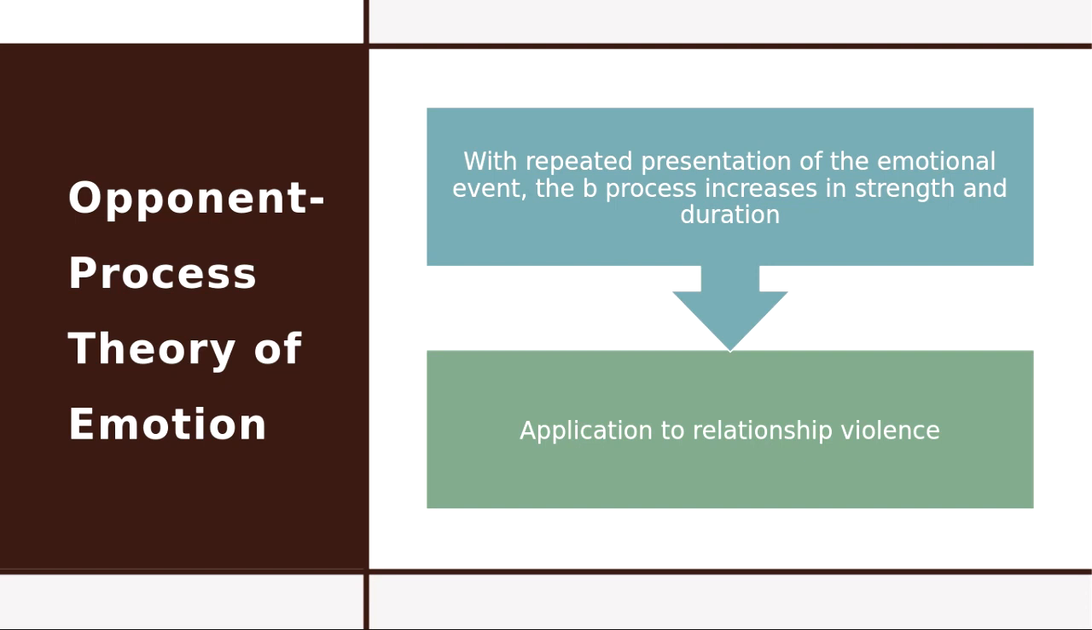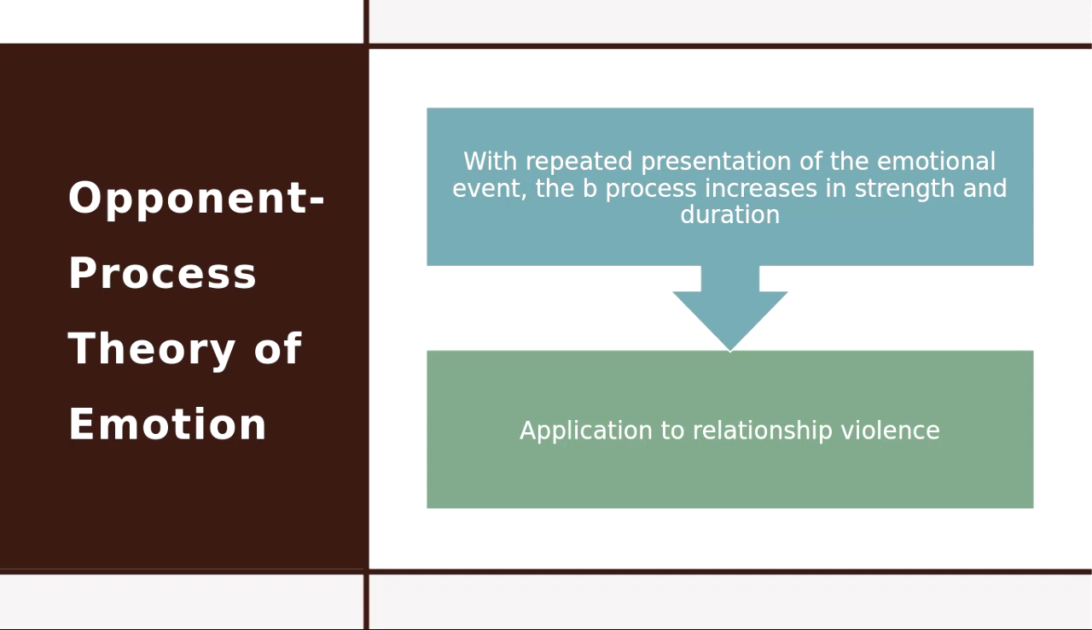So with the repeated presentation of the emotional event or the stimulus, the B process increases in strength and duration. So that B process gets stronger and lasts longer the more times you're exposed to the eliciting event that causes the A process. So this has implications for relationship violence. So think about if there's an act of abuse, your A process is going to bring your mood down. You're going to feel depressed, fearful, maybe even lonely. Your body then is going to counteract those negative emotions with a B process, which may raise your emotion. You feel happier, you feel more content.